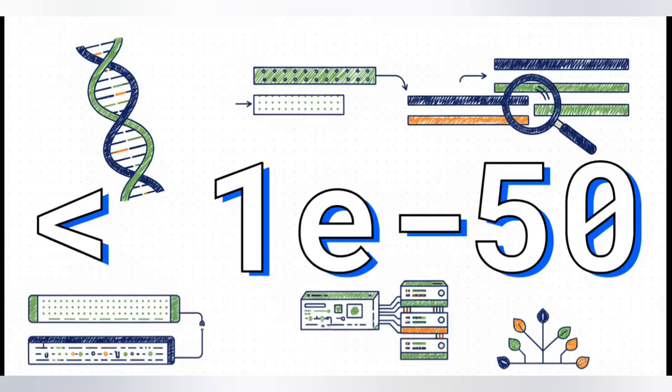So what does a really, really good E-value look like? Well, it looks something like this. What that number means is less than 1 with 50 zeros after the decimal point. It is an unbelievably tiny number. The odds of that happening by chance are practically 0. This isn't just a clue anymore. This is your smoking gun.